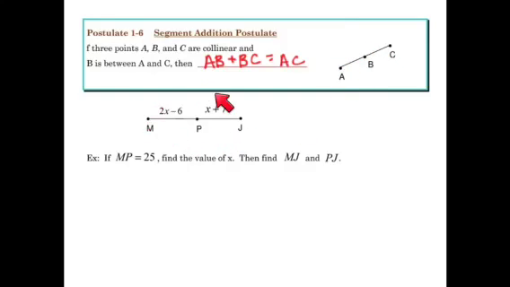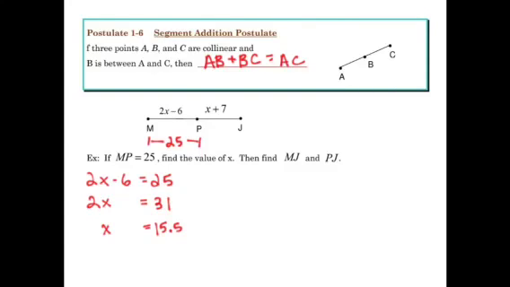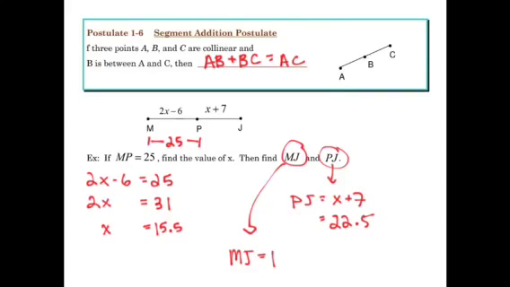More often than not, it's going to look like this where we have some expressions, but we can do the same thing to sort it out. So we're given MP is 25, and we can set up an equation to solve for x. So we set up an algebraic equation, we solve for x, and we get x is 15.5. And then we can use that to figure out what we're asked to figure out, which is MJ and PJ. So PJ is x plus 7, so I just add 7 to 15.5, and I get 22.5. And then MJ, I add up my two pieces using the segment addition postulate, and I get 38. So that should make some intuitive sense as we go through it.